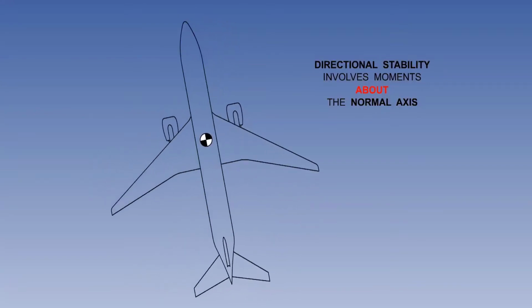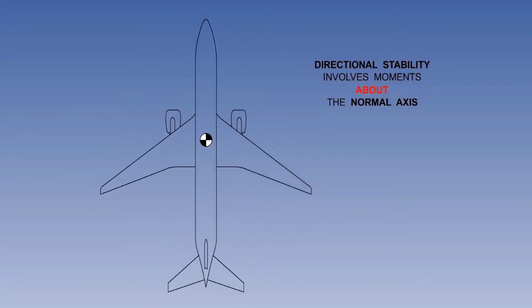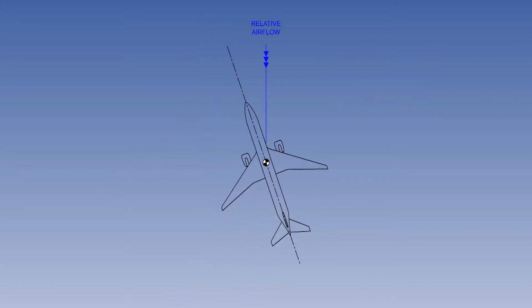Directional stability involves moments about the normal axis and their relationship with yaw or side slip angle. A disturbing force has yawed the aircraft to the left. The angle between the relative airflow and the longitudinal axis is called the side slip angle. This is a positive side slip angle. If the aircraft is yawed to the right, it would be a negative side slip angle.